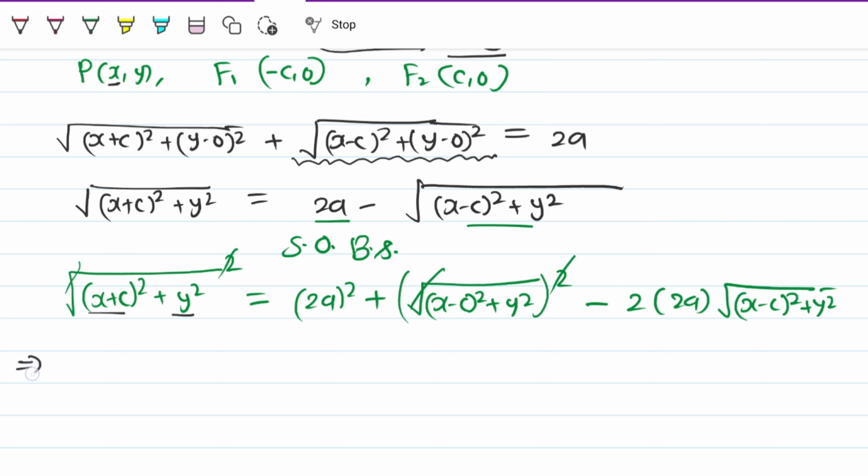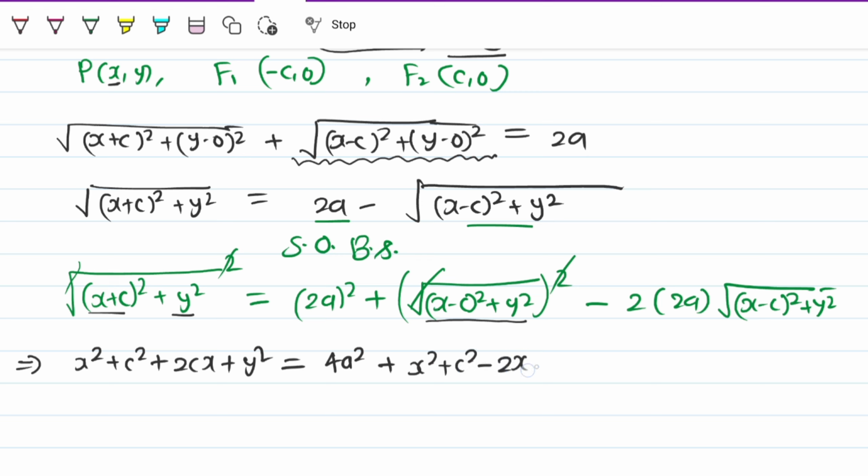At a time open this, so from here you will get x square plus c square plus 2cx plus y square equals to 2a whole square is 4a square plus, and this also open, x square plus c square minus 2 into x into c, 2xc plus y square minus 2 into 2, 4a root over x minus c whole square plus y square. Now you can see x square cancels, c square cancels, y square cancels.